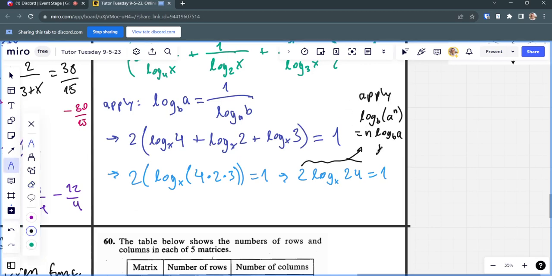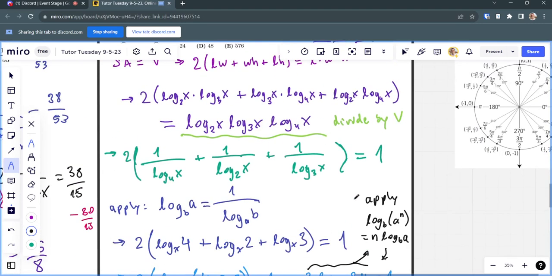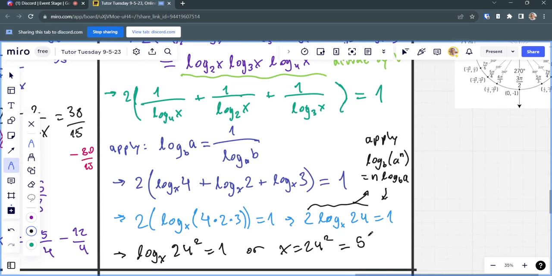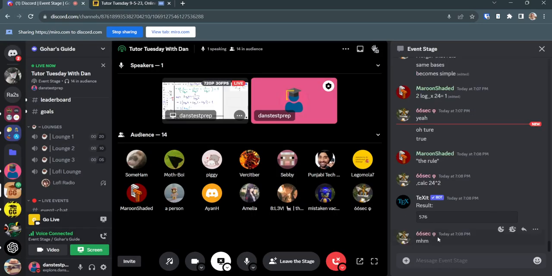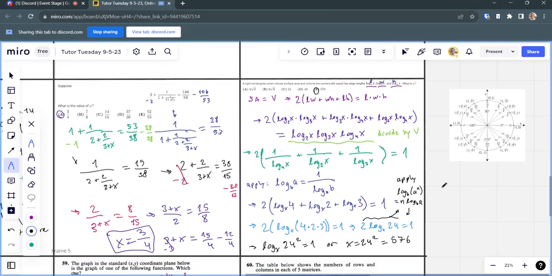Apply this rule. Right, so if we just reverse that, we just get log base x of 24 squared equals 1. Or x equals 24 squared, which is equal to 576. Yeah, the rule. He's got it. 576. That was wonderful.